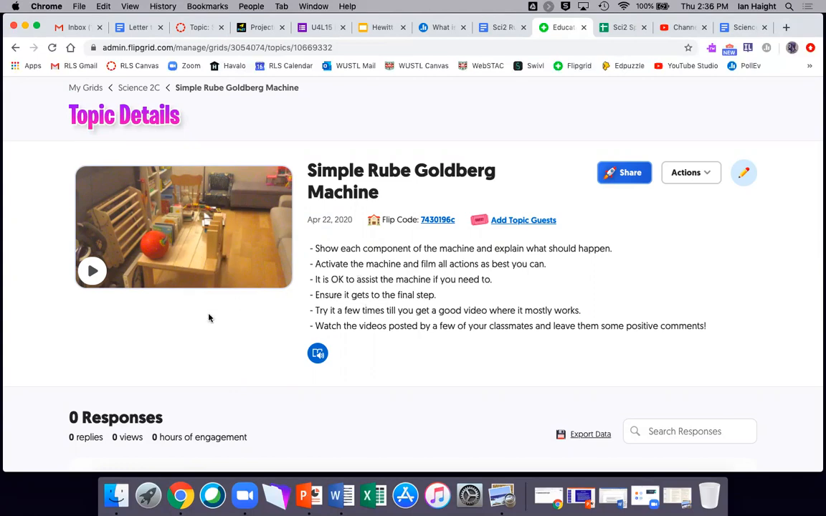Your video should start off with you explaining the different components, right? Walk us through the machine. Like, here's the start, and tell us what should happen, right? Then activate it and see if the machine works.